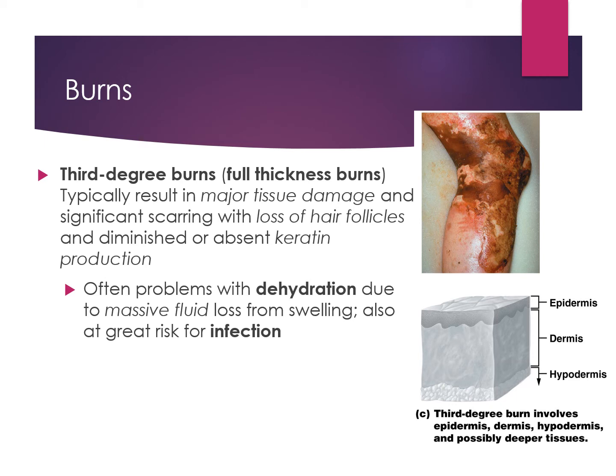Typically, there's major tissue damage with a third degree or full thickness burn, and that'll be followed by significant scarring. The skin may be hairless because of the loss of hair follicles, and it may require skin grafts from other parts of the body to heal the wound due to diminished or absent keratin production. Two major complications of this type of wound are problems with dehydration due to massive fluid loss from swelling and infection. In fact, when someone gets a burn, the greatest risk to their health actually comes from infection.